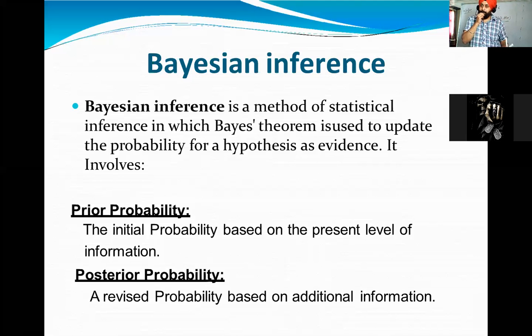The initial probability based on the present level of information is the prior. And posterior means a revised probability based on additional information. So what is the probability you think in the initial stage? That is known as the prior.